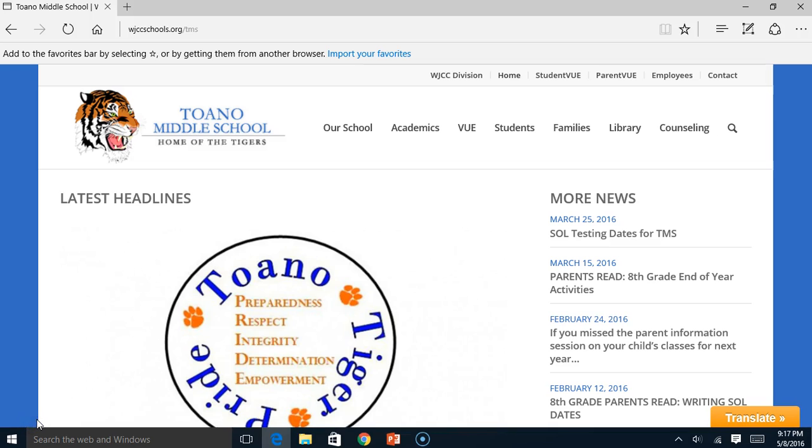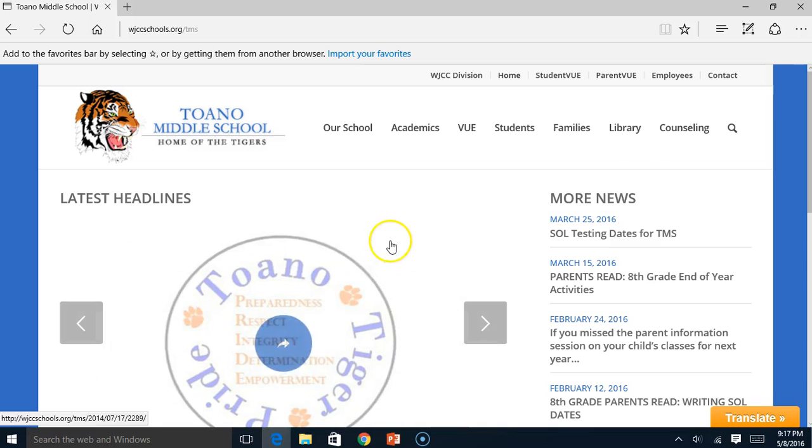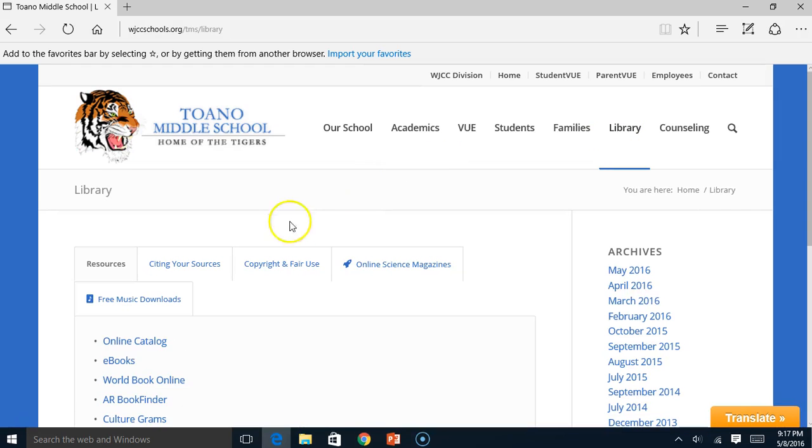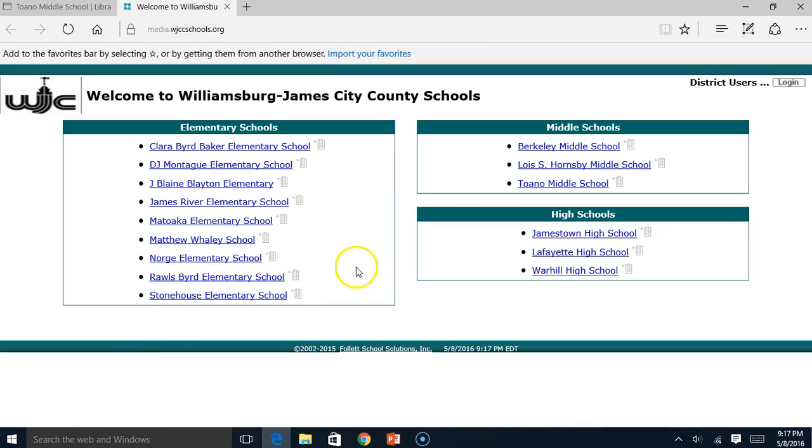We're at the Toano Middle School website, and we're going to go to the library connection. We're going to go to the online catalog. And notice that we're at Toano Middle School. You certainly can look up any book at any of the libraries right here, and if there's something in another library that you want, we can try and get it interlibrary loan.